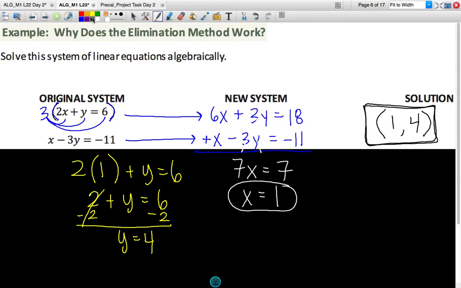To clarify, I got the same answer. I used the elimination method both times, this time and the last time. I just multiplied by a different number because I was eliminating different variables in both problems. So you would just have to pick one of those ways to decide.